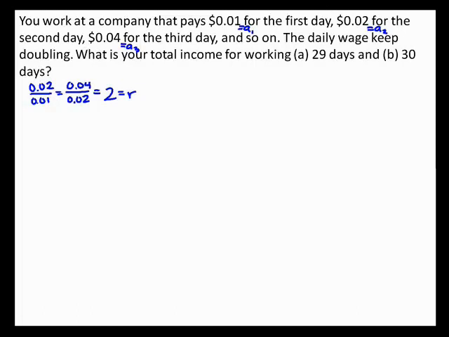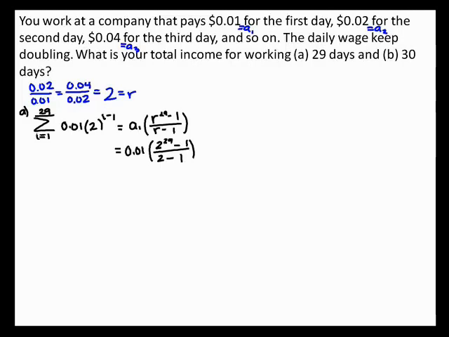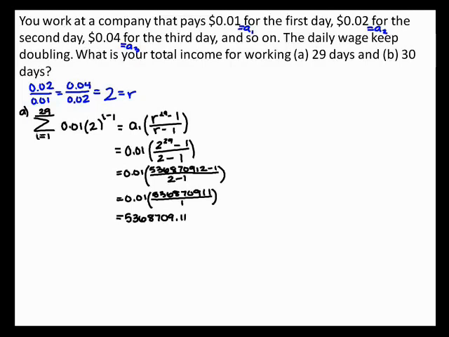Part A. Use the formula for the nth partial sum of a geometric sequence. Substitute 29 in for n. Substitute 1/100th in for a sub 1 and 2 in for r. Simplify 2 to the 29th. Simplify 536,870,912 minus 1 over 2 minus 1. Simplify 1/100th times 536,870,911. You find that the sum is equal to 5,368,709 and 11/100ths.